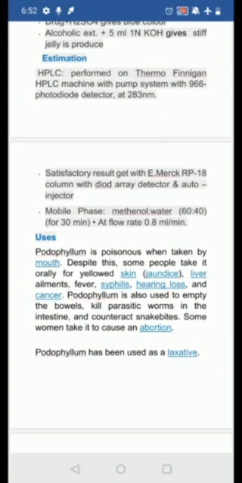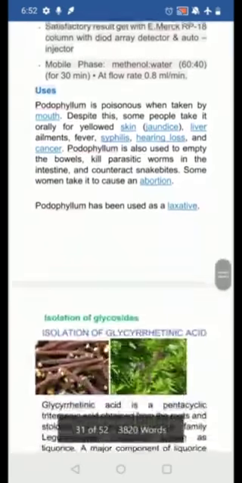Okay, when coming to the uses, this podophyllotoxin, if you take it by mouth, is poisonous. But it is used in the treatment of the bowels, and it is going to kill parasitic worms in the intestine, and it is going to counteract snake bites. It has also been used as a laxative.